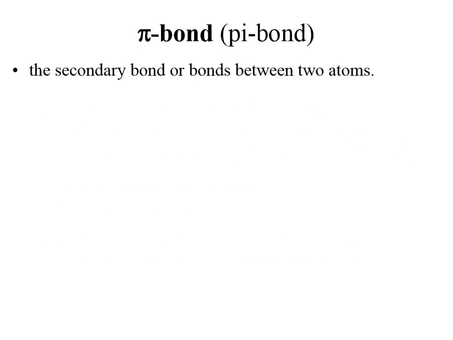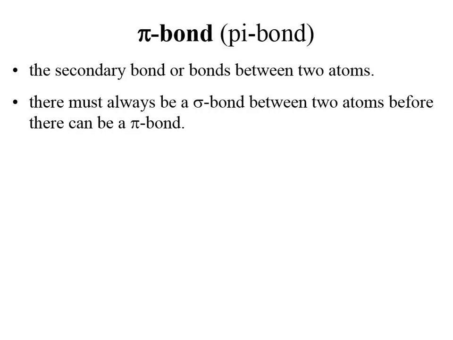Well, after you eat your meat and potatoes, you can have dessert. And a type of dessert is pie. My grandma used to love pie. So anything after a single bond, or the first to arrive, is a pi bond. It's a secondary bond, okay?